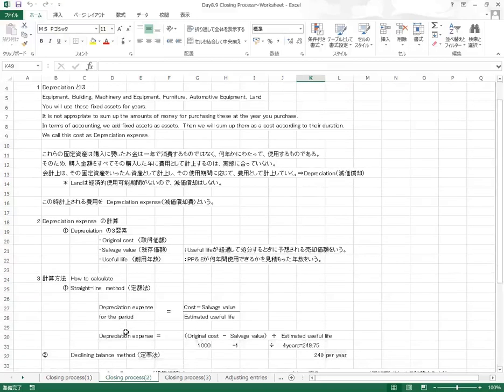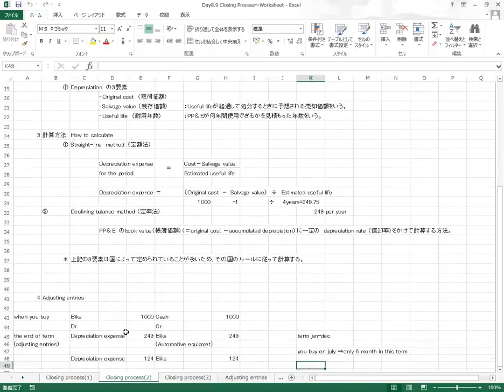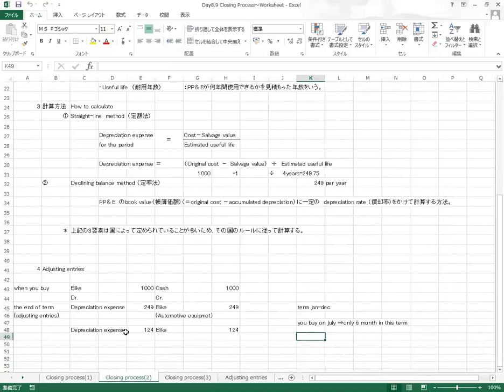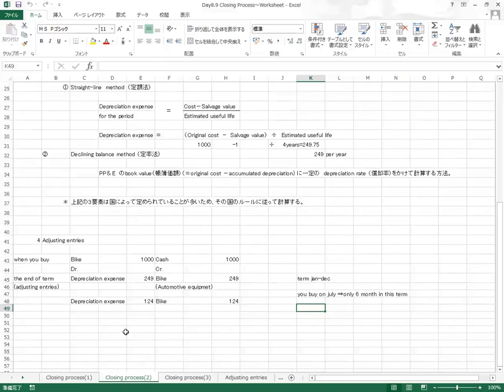Depreciation. It's like this. Do you remember how to calculate depreciation cost? In the depreciation cost or expense, there are three elements. But these three elements are decided by each government. So it depends on your country's decision or the rules.